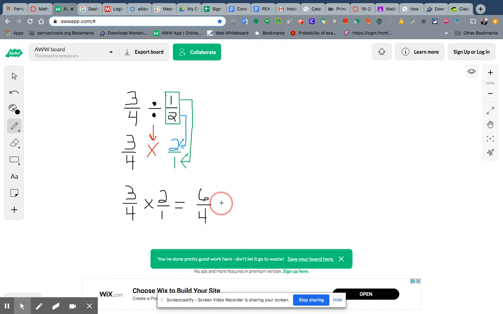I can also reduce this out. 6/4 reduces to 3/2. Let me erase that real quick and back that up because that 3 is a little too big. 3/2.